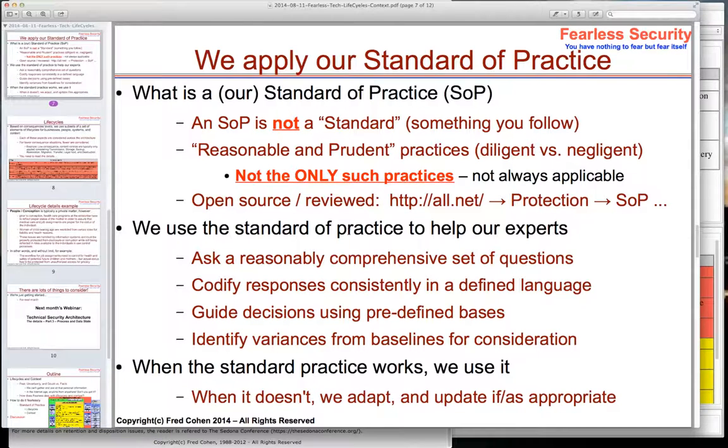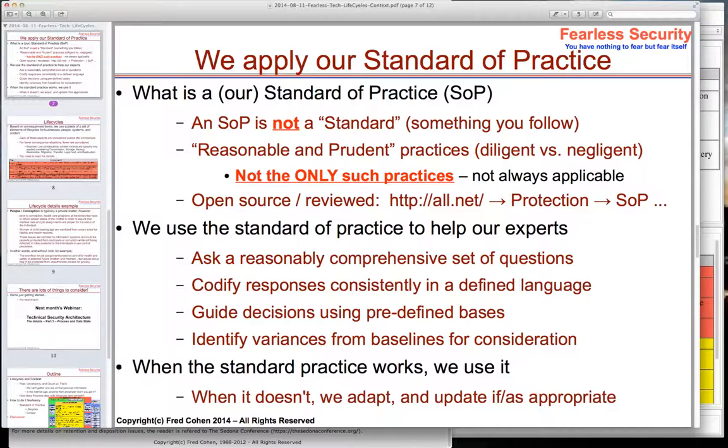But we use the standard of practice to help our experts ask reasonably comprehensive sets of questions, codify the responses consistently and in a defined language so that we're not sort of making up words as we go along, which information protection has a great tendency to do. We like to guide the decisions using the predefined bases that are built in, but also we identify variances so that when there's something that's unusual or different, we don't just throw it out, we think about it. And when it works, we use it. When it doesn't, we adapt it. So if there's a one-off situation where there's something strange and special, we'll just adapt to that particular circumstance.